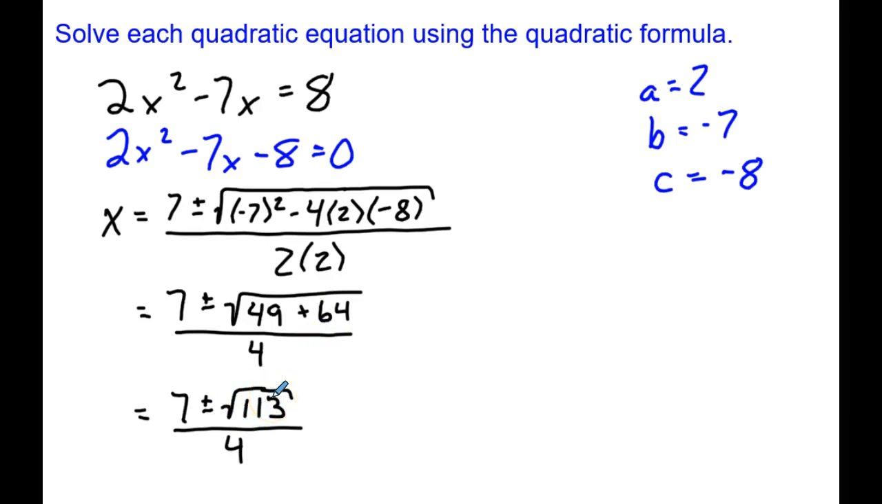We just had this radical in the previous problem. We know the square root of 113 will not simplify, so our final answer is 7 plus or minus radical 113 divided by 4.